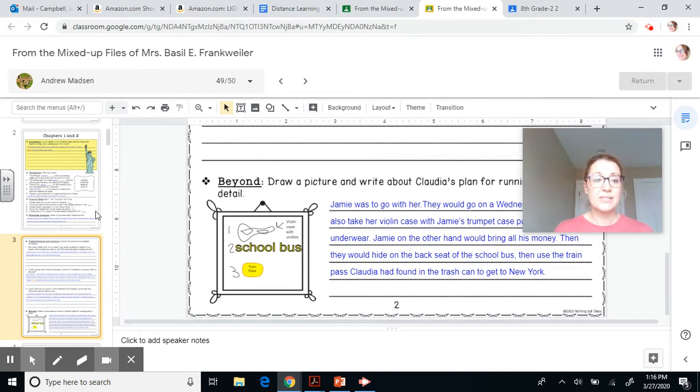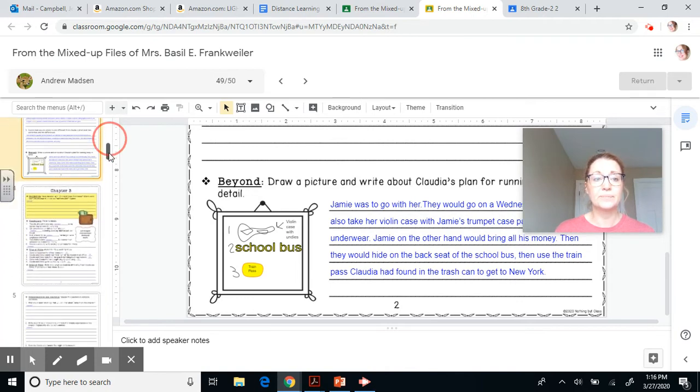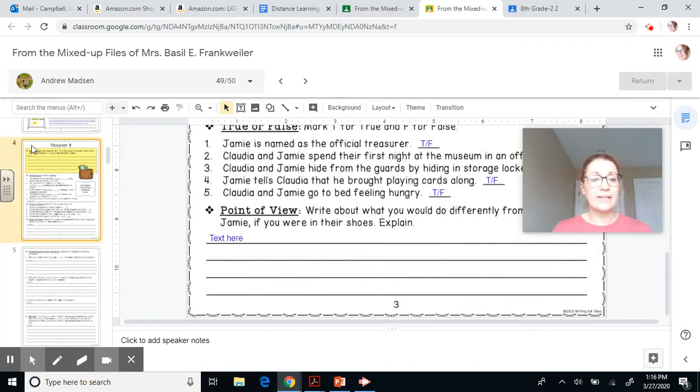Your assignment this week: take a look at my notes for chapters 1 and 2 to see what you can improve on for chapter 3. So you're going to read chapter 3 in your book. Chapter 3 is kind of a bigger chapter, so I'm only assigning one. Chapter 3 is from page 33 to 46. So that is your assigned reading.